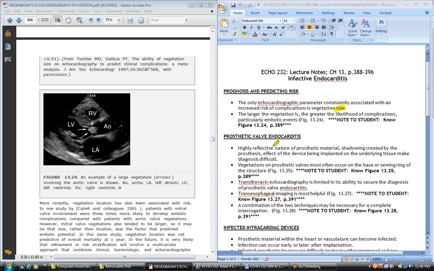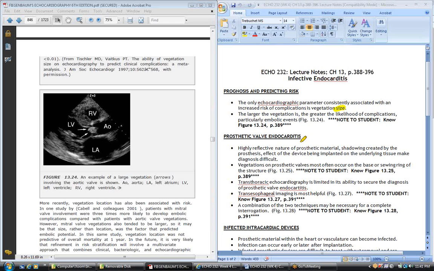So next, let's move on and talk about prosthetic valve endocarditis. As you already know or should know, prosthetic valves are highly reflective to sound waves and cast a pretty impressive shadow. The effect of the device being implanted on the underlying tissue makes diagnosis difficult. This shadow keeps us from really seeing with great clarity compared to seeing with a person that does not have a prosthetic valve.